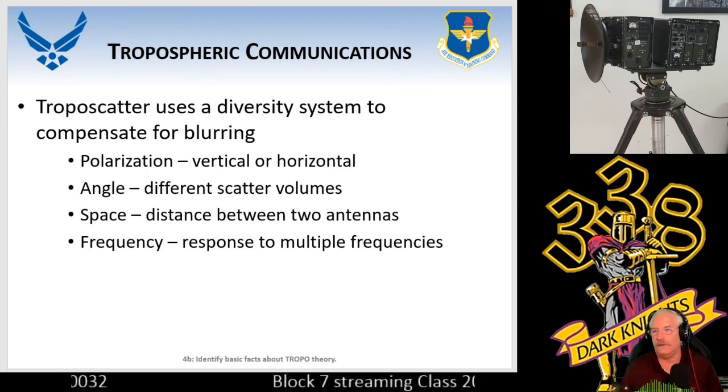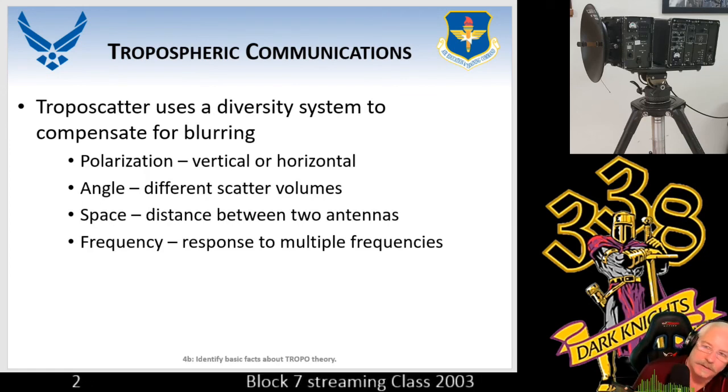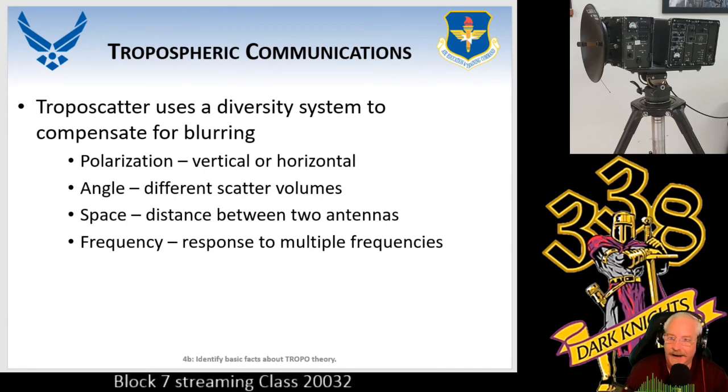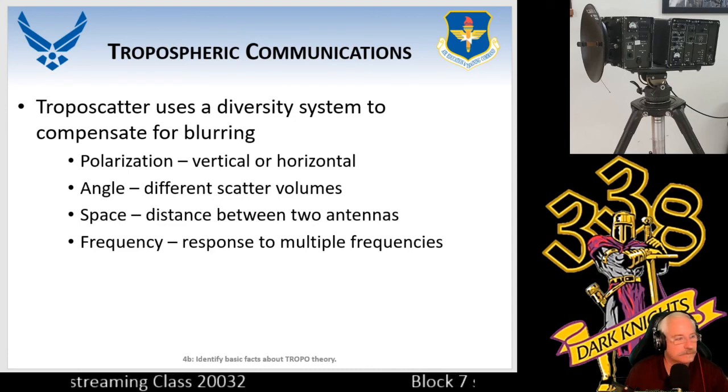Troposcatter has what we call a diversity system. Now I can go into detail with this, but I'm not, because the Tissers should be able to give you an idea as to what the relationship is as far as polarization, angle, space, and frequency. Every one of those is used with that JERK 239 that's right above my head. Pretty cool in my opinion. And we're going to reference this on a couple occasions when we go through the JERK 239.